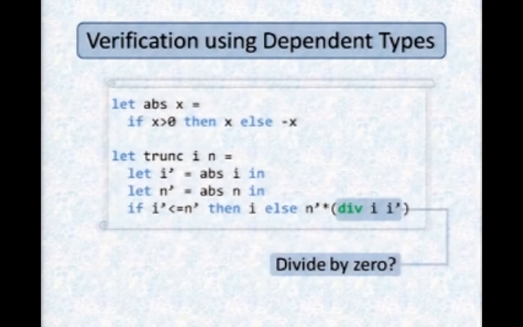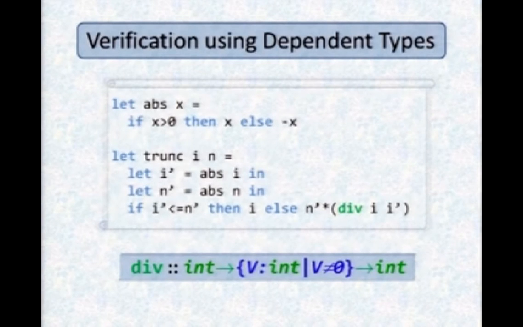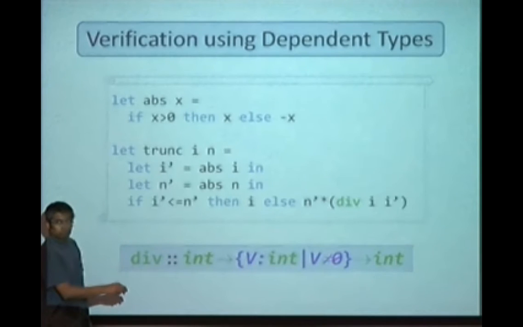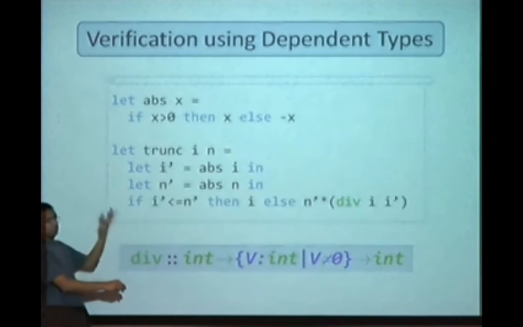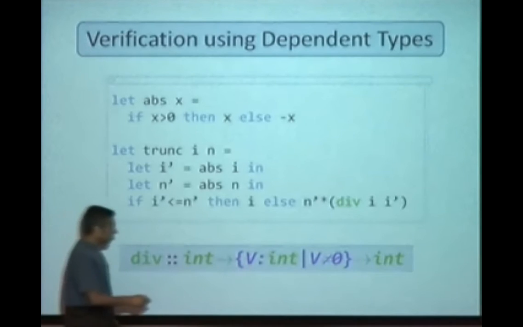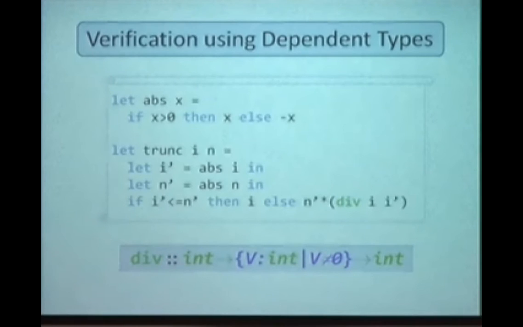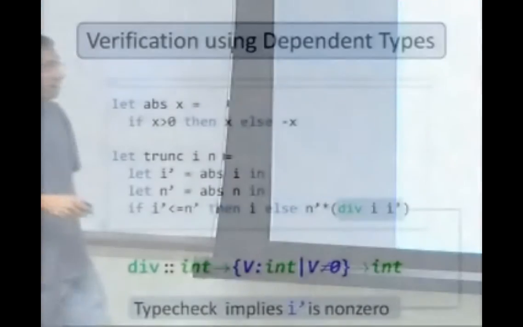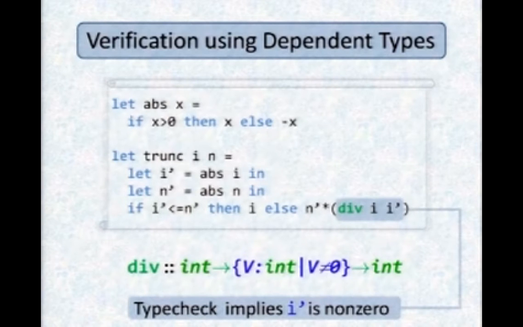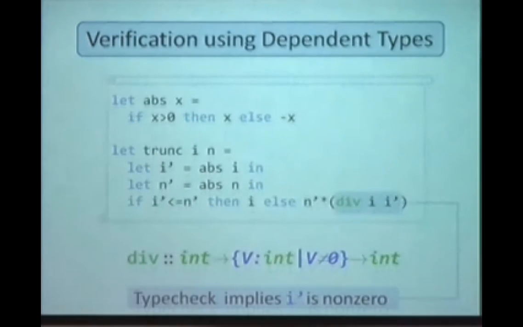Here's what you would do. You would give div, this division operator, a type. It takes as input one integer, a second integer which is not equal to 0, and returns as output some integer, whatever the division is. The key is that we're putting this non-zero requirement into the type of the second argument. Now, if you can type check the program using this special type for the division operator, then you are guaranteed that this second argument passed in over here is non-zero. It doesn't matter what it was, it's non-zero, and so there are no divide by 0 errors.